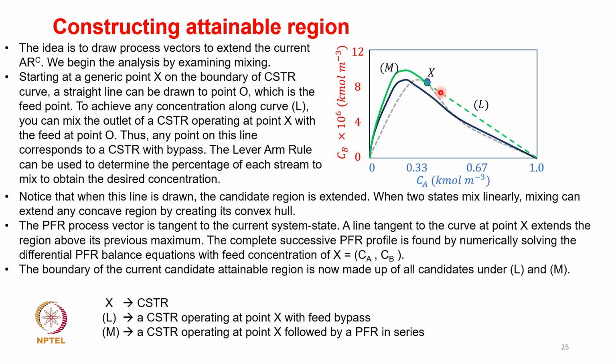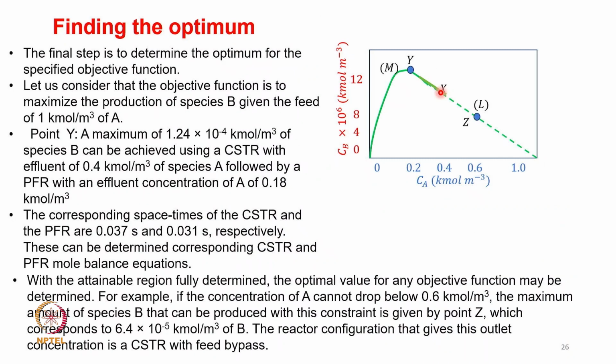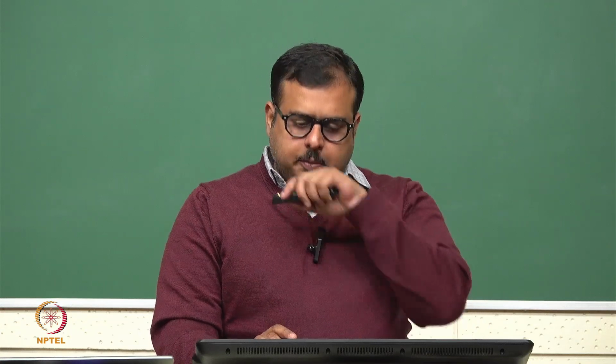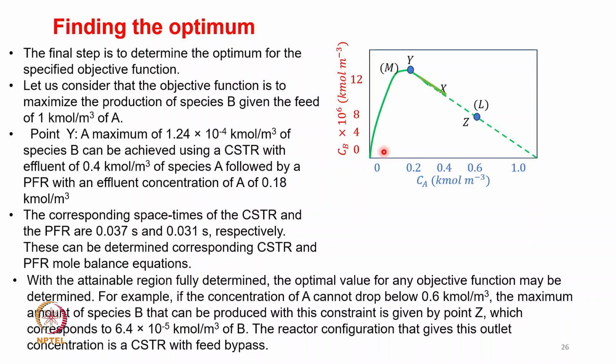So, just to summarize, finally what we need to do is to find the maximum optimal operational point, the optimum. In this case, if you see this profile, this is going to be the y, which is the maxima of this function. If you are interested in maximizing the production of the given species B with a fixed feed rate of A, point y is of course the maximum point.